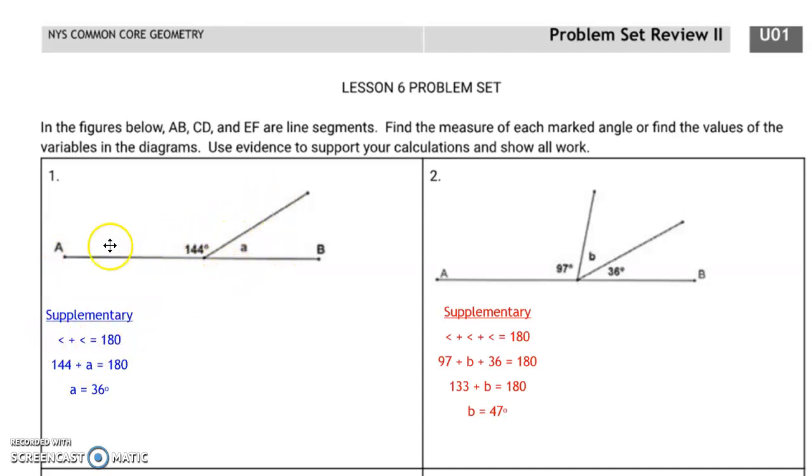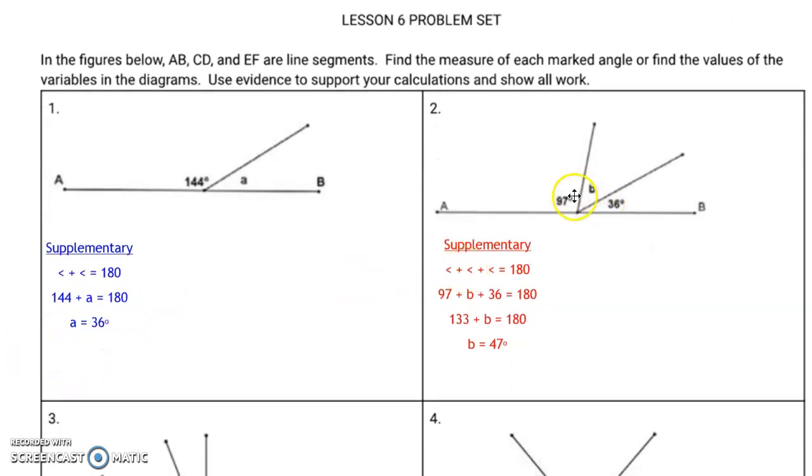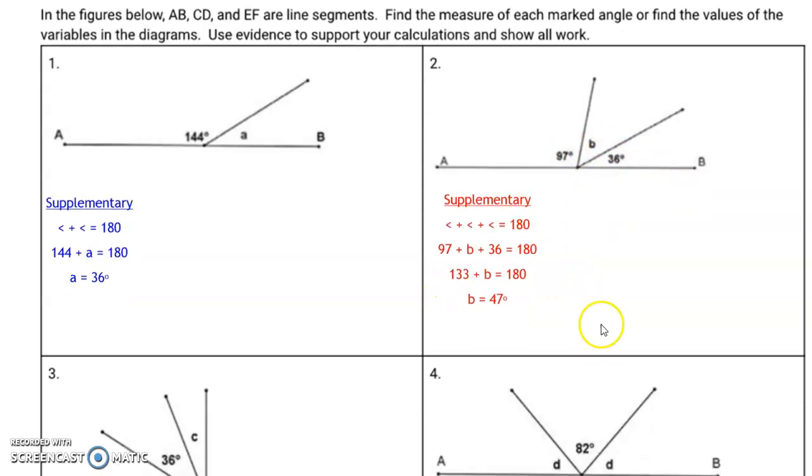I didn't have to name the angles. I didn't have to say angle A, Q, X, or whatever it is. I just said angle plus angle equals 180. I'm going to be using that for the rest of the time here. 144 plus A, those are the two angles here. In this case, it was supplementary with these three angles, so I did angle plus angle plus angle. Hopefully you get the idea.